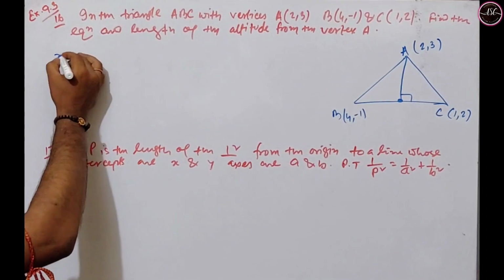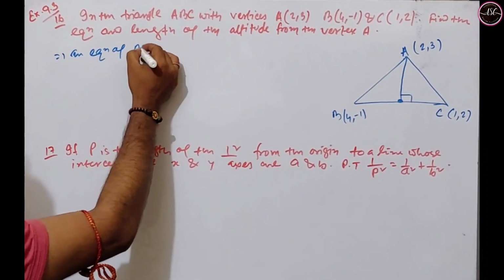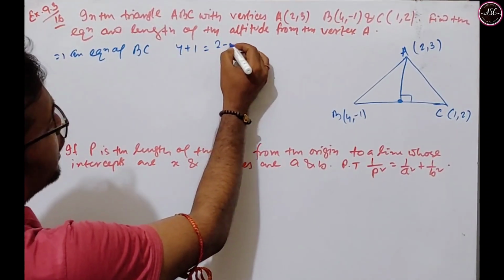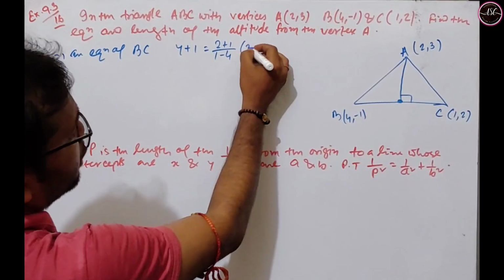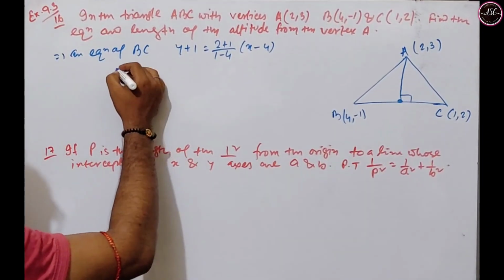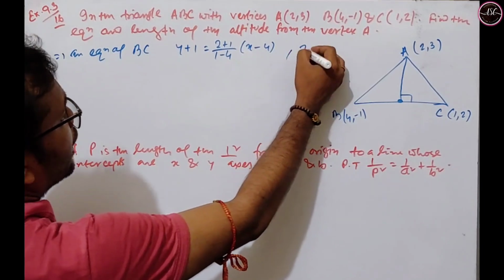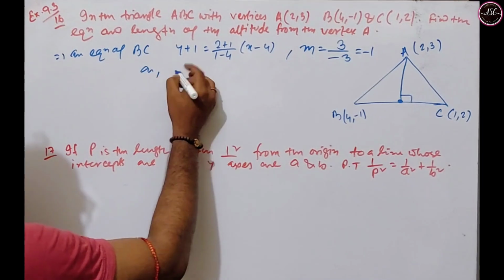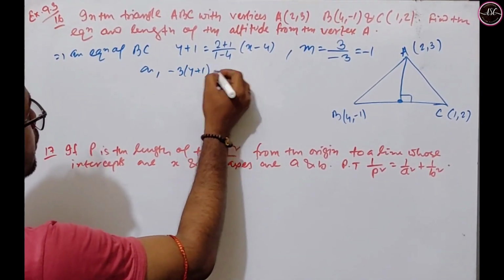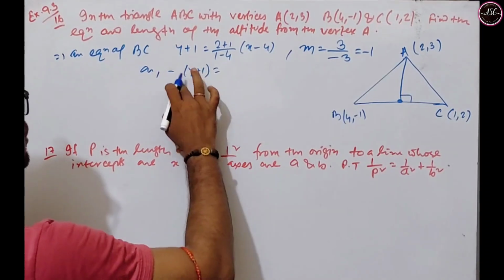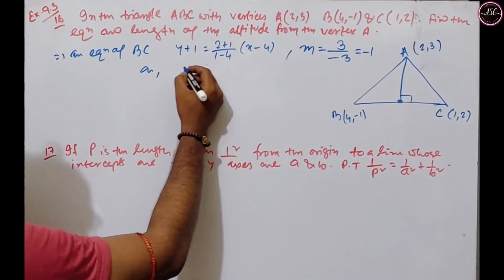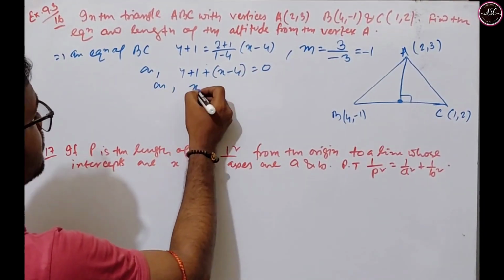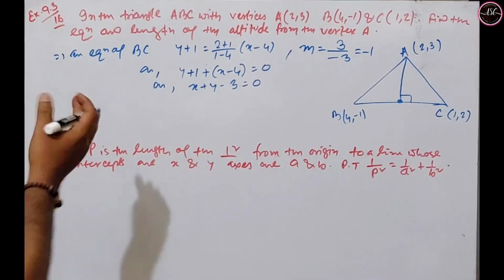So the equation of BC is y minus y1 equals (y2 minus y1) divided by (x2 minus x1) into (x minus x1). So here m, that means the slope, equals 3 by minus 3, that means minus 1. And the equation of this is, y plus 1 plus x minus 4 equals 0, or x plus y minus 3 equals 0. This is the equation of BC.